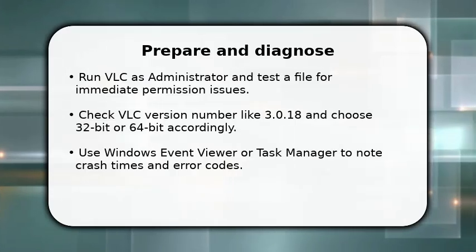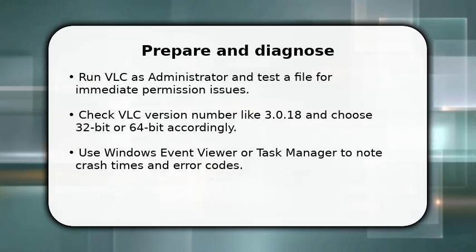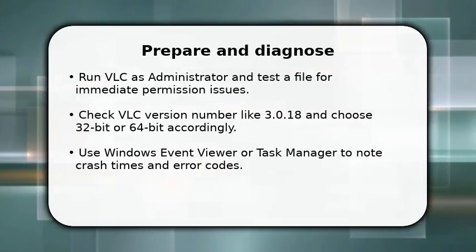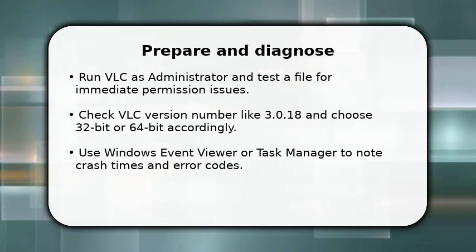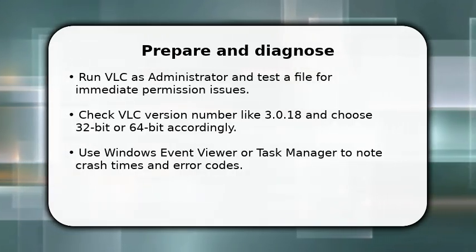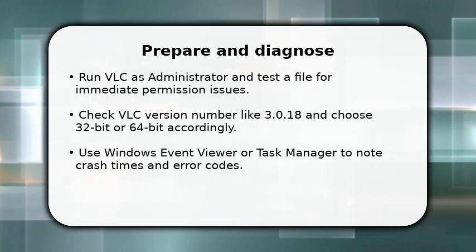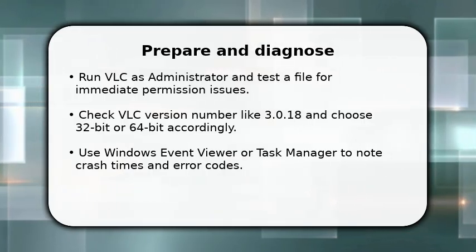Start by preparing your system for diagnosis and repair. Run VLC as administrator and test a file for immediate permission issues. Next, check the VLC version number, like 3.0.18, and choose 32-bit or 64-bit accordingly.